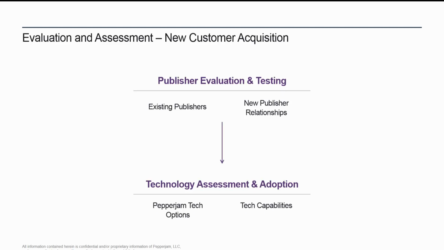So when you're first taking a look at your program as well, you want to take a look at existing publishers and new publisher relationships. So who are those publishers that you're already joined to, and who are some publishers that you can look to recruit that can help you out with your new customer strategy? And then what are some of the different technology options like dynamic commissioning, or maybe some attribution features that you can take advantage of to help reach those goals as well?